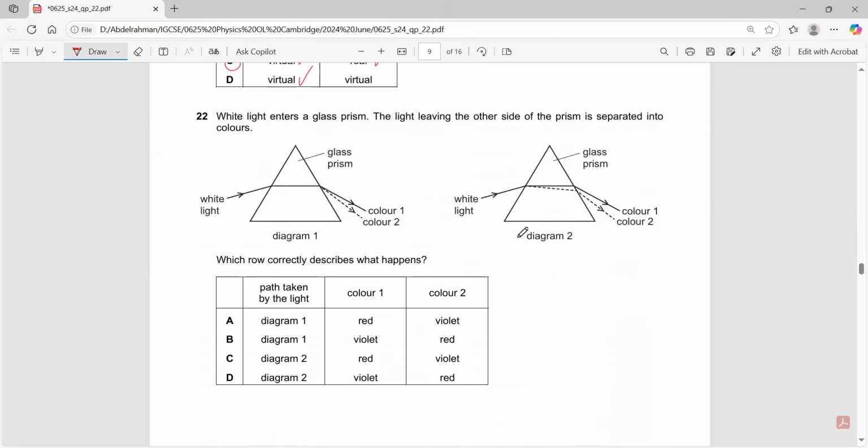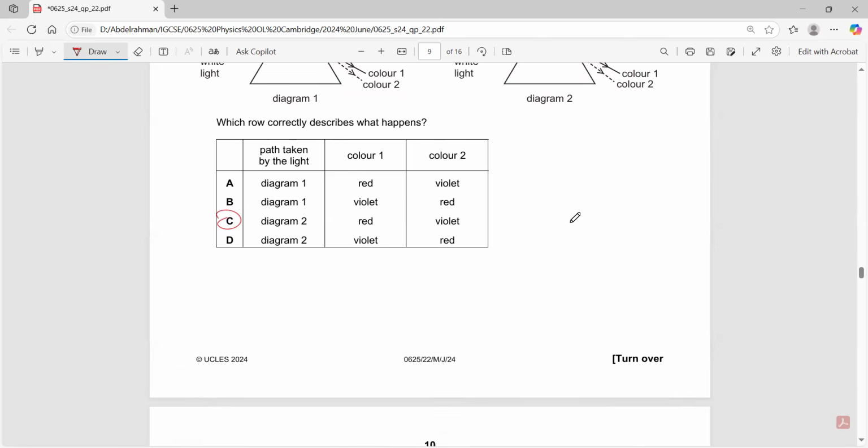White light enters a glass prism and leaves on the other side. Which row correctly describes what happens? The path taken by the light, is it diagram 1 or 2? Definitely it is 2. Why? Because it disperses, right? And then color 1, would it be red or violet? It would be red, because the red is least refracted and the violet is the most refracted.